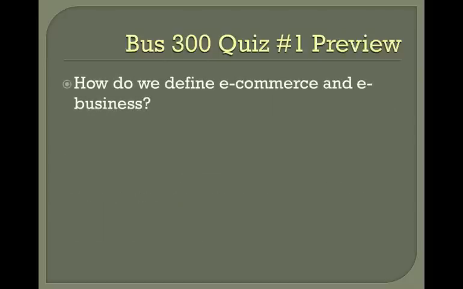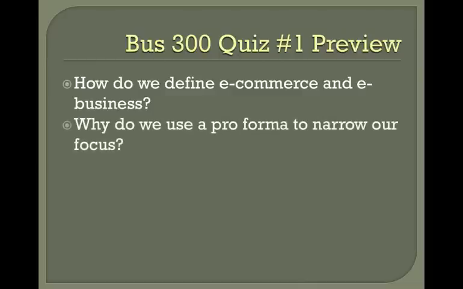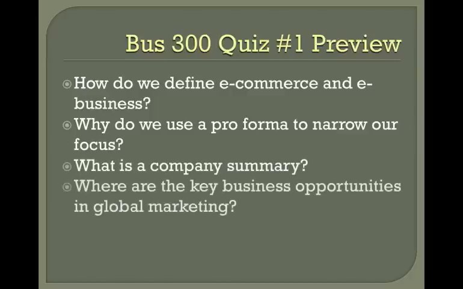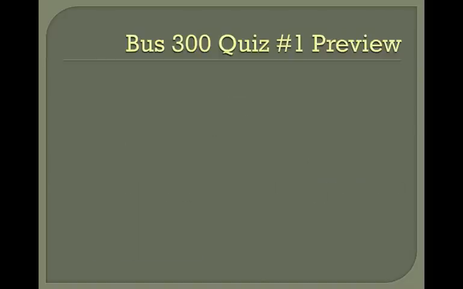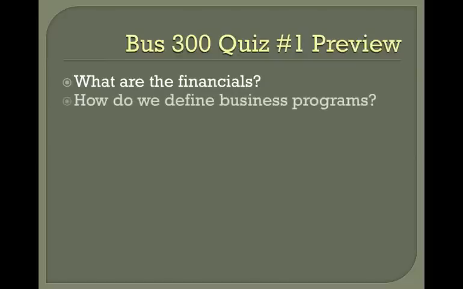How do we define e-commerce and e-business? Why do we use a pro forma to narrow our focus from the financial standpoint? What is a company summary? Where are the key business opportunities in global marketing? What is the objective with decision-making factors? What are the financials? How do we define business programs?